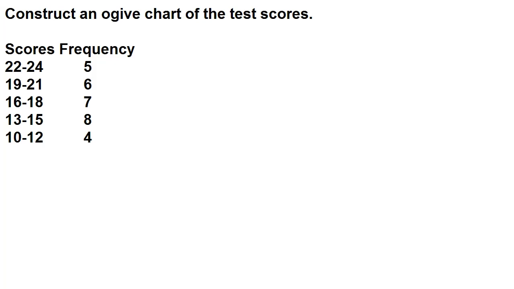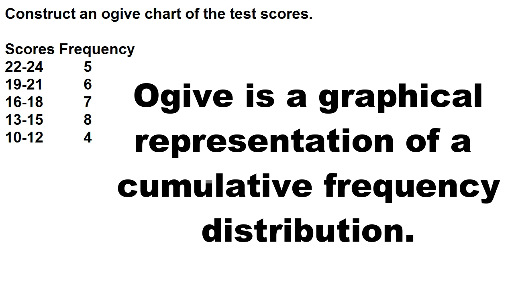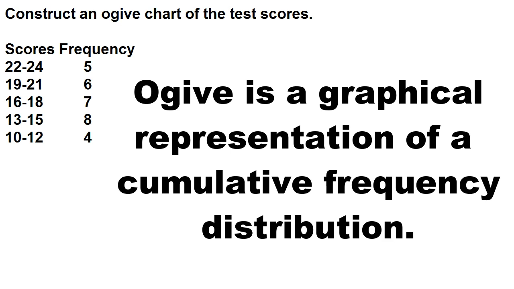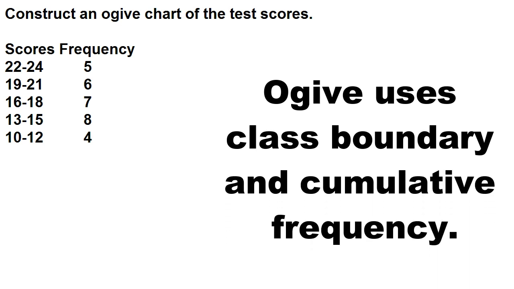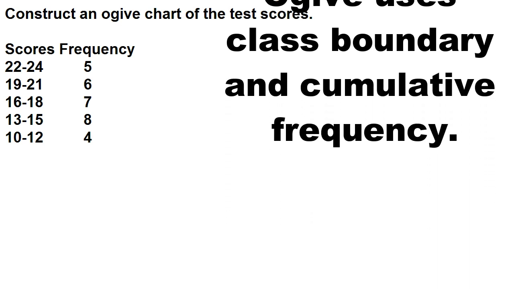Let's construct an ogive chart of the test scores. An ogive is a graphical representation of a cumulative frequency distribution. It uses a class boundary and cumulative frequency.